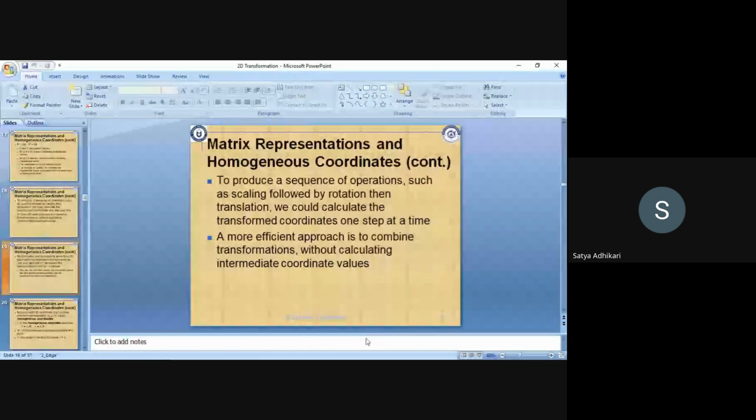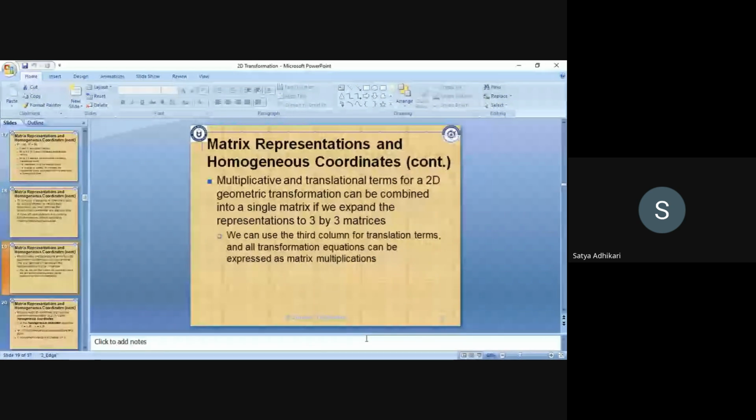The multiplicative and translation terms of a 2D geometrical transformation can be combined into a single matrix if we expand the matrices to 3 by 3. The transformations can be easily combined if a single matrix is expanded to represent a 3 by 3 matrix. That is, a 2 by 2 matrix initially, now expanded to a 3 by 3 matrix. We can use the third column for translation terms, and the transformation equation can be expressed as matrix multiplication. Let us see how we expand.